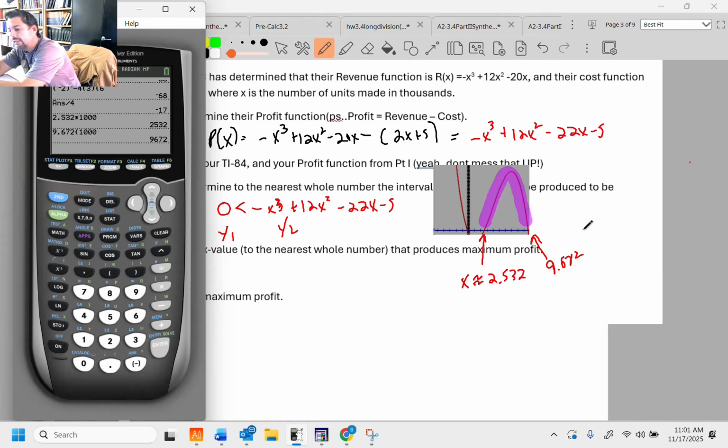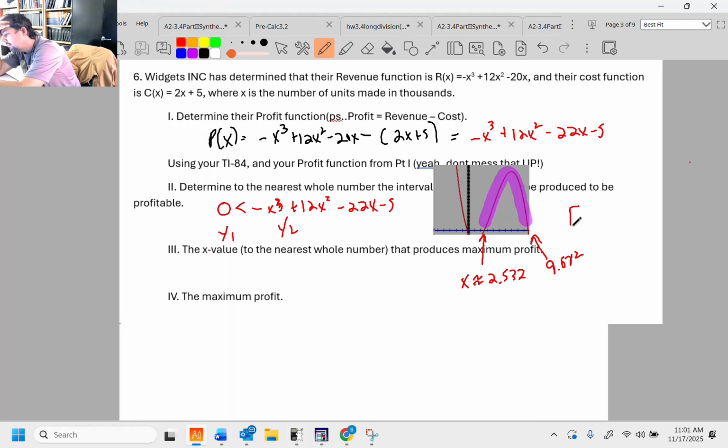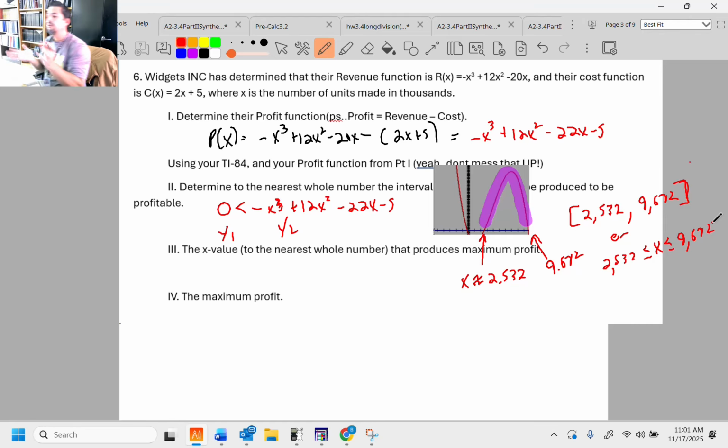So the interval here is that I'm going to be between 2,532 and 9,672, brackets on that, or I might do something like this, 2,532, comma, less than or equal to x, less than or equal to 9,672. Either one of those is an acceptable way of answering the question. I don't care which one you use. I don't intend on making this multiple choice because that takes a lot longer to make two versions of.